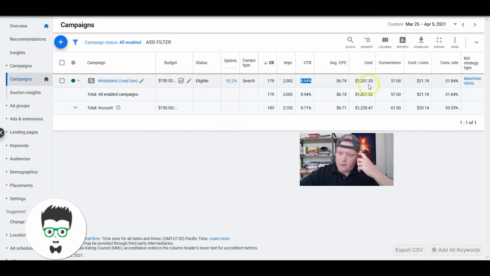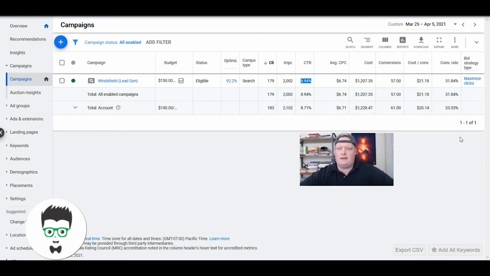We've spent $1,200 total. We've gotten 57 conversions. A conversion is a lead, and a lead is either a phone call or a form submission looking for a quote. Average cost per conversion is 21 bucks, and conversion rate in the campaign is 31.84%. It's almost 32%. What is a conversion rate?